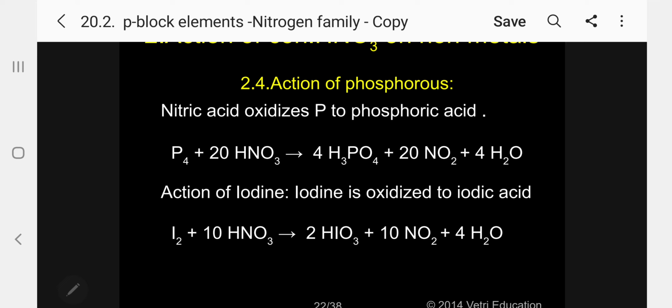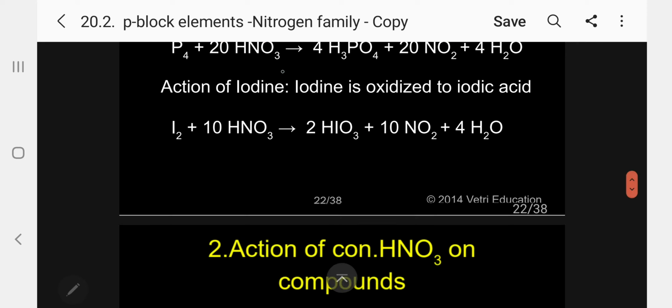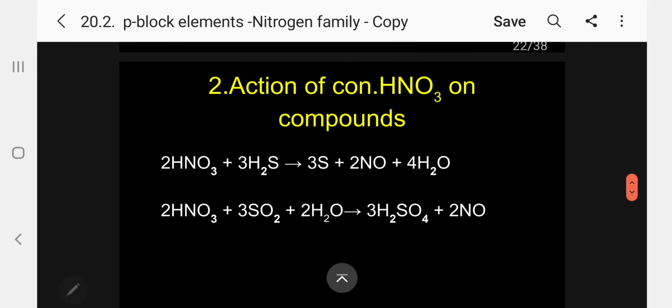Iodine is solid. Iodine is oxidized to iodic acid. Iodine, 10 moles of concentrated nitric acid gives iodic acid, HIO3, 10 moles of NO2 and 4H2O. Kindly follow. So this is the action of non-metals. Now let me come to action of nitric acid on compounds. Kindly follow. Nitric acid reacts with hydrogen sulfide to produce sulfur, NO and 4H2O.